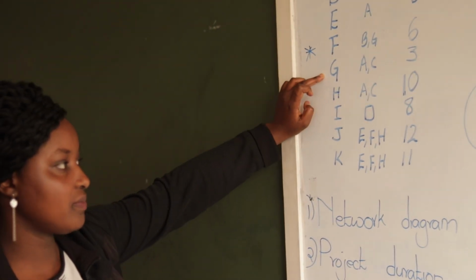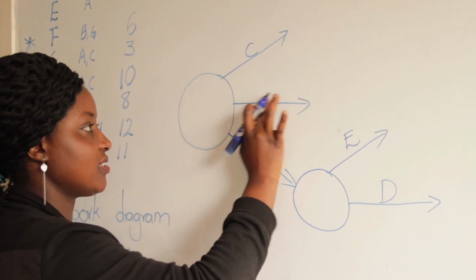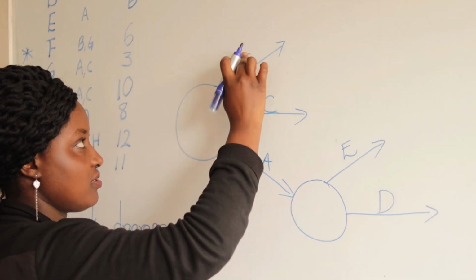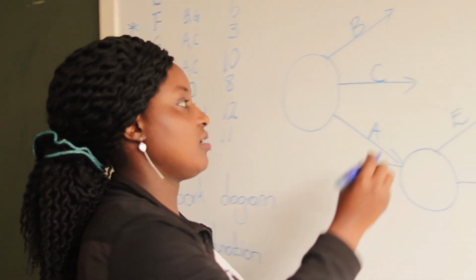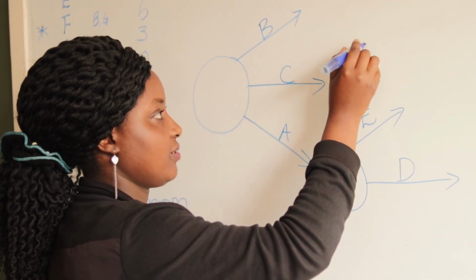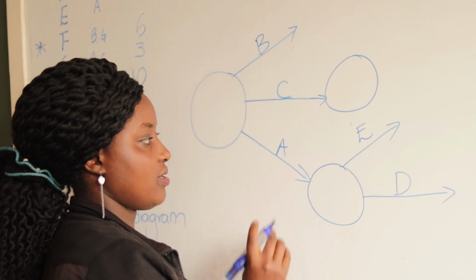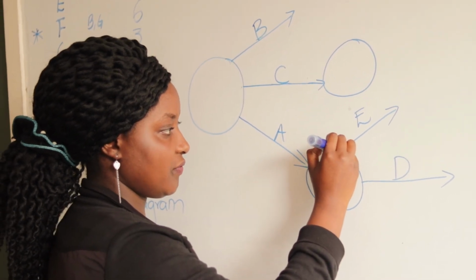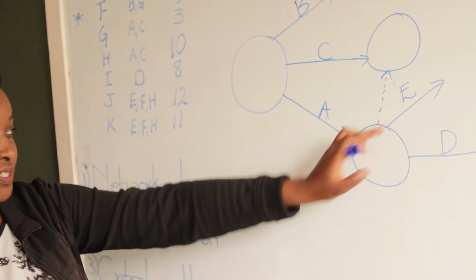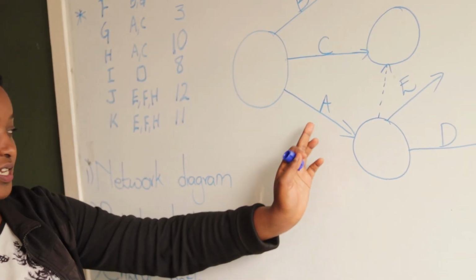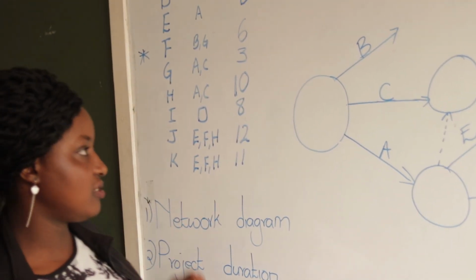So for G, G comes from A and C. As you can see, this is our C, this is our A. So we can just shift this C to be equal to B. So A and C will give us G. So this is C and this is A. So if I use a dummy activity, this is because we cannot use a straight line again to write A. So this is still activity A. So activity A and C will give us G.